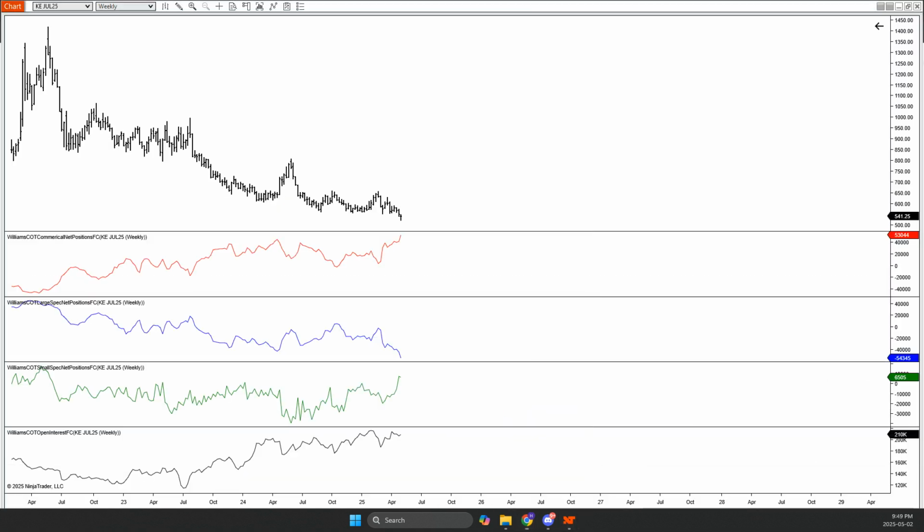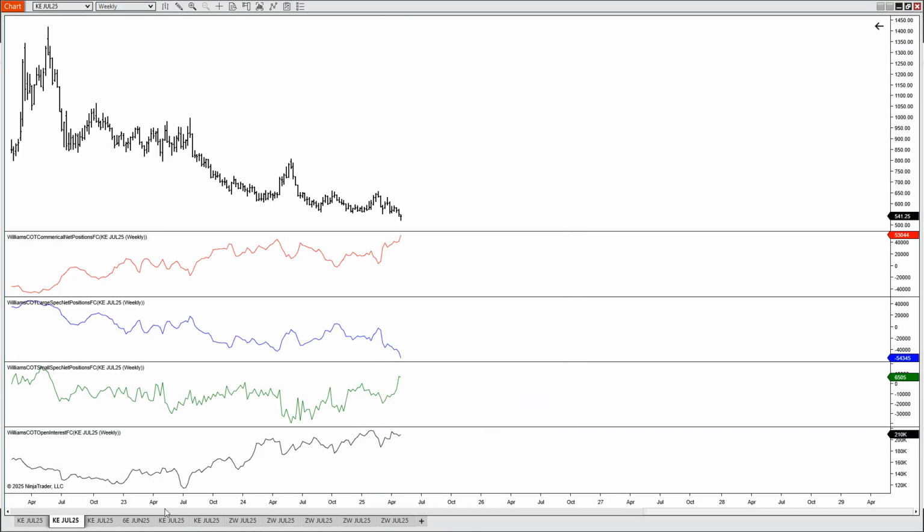So that's the setup. This stuff that I just showed you is the setup. It tells us that this market should be on our radar to watch for confirmation and then entries. So what do we see for confirmation here?